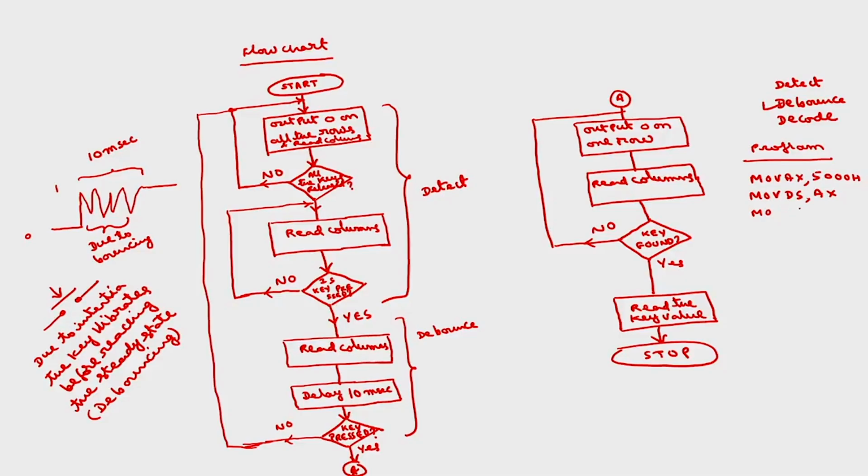And move AX comma some 6000, move AX contents onto stack segment, means the starting address of the stack segment is 60,000 H, and whenever stack segment is used, stack pointer has to be initiated. The stack pointer I am initiating with say some FFFFH, so that the stack top will be 6FFFFH, 60,000 plus FFFH. Then in the main program I will just call the subroutine, call key.